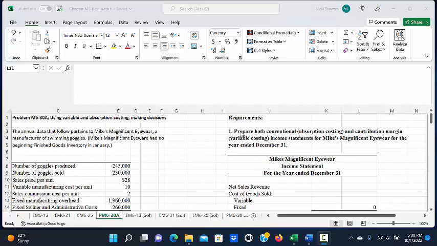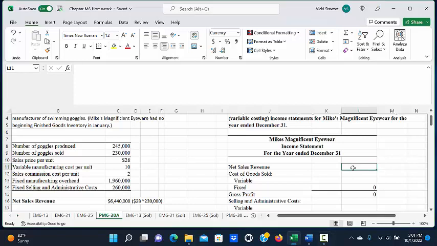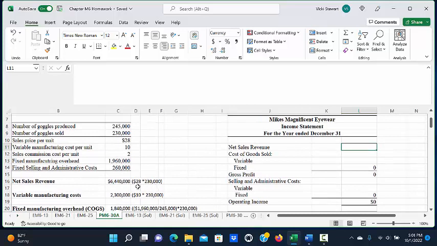In the first requirement, it asks us to prepare both conventional income statements using absorption costing and contribution margin income statements using variable costing for Mike's Magnificent Eyewear for the year ended December 31st. So using absorption costing, we're first going to calculate our net sales revenue. The problem told us that the sales price per unit was $28, and we would multiply that by the number of goggles sold, 230,000, and that would give us net sales revenue of $6,440,000. Next, we're going to subtract from that our cost of goods sold.